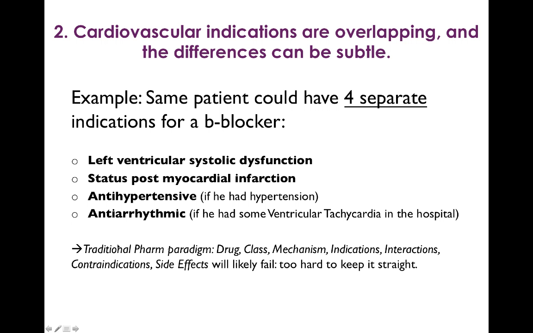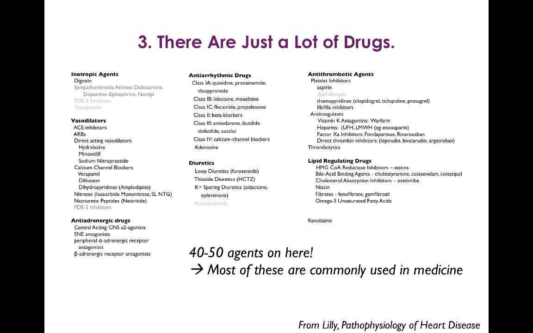So that means that the traditional pharmacology paradigm by which you likely study most of your drugs, namely think about the drug, the class, mechanisms, indications, interactions, and contraindications and side effects, could fail, particularly for very commonly used drugs like beta blockers or ACE inhibitors or aspirin or clopidogrel, because it's too hard to keep straight what the different indications are. Third reason is there are just a lot of drugs. Looking through Lilly, there's really 40 or 50 agents that you're expected to learn during this unit. And unfortunately, you kind of have to know them all because most of these are commonly used in medicine. So there's just a lot of material to go through.